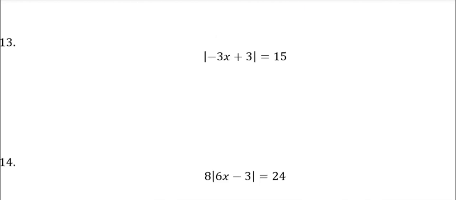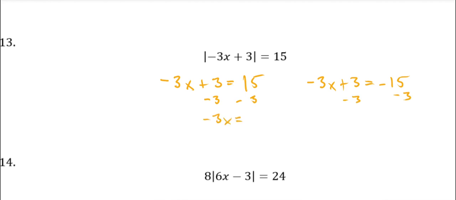Here my absolute value is already isolated, so we know this could happen if negative 3x plus 3 was equal to 15, or if minus 3x plus 3 was itself equal to minus 15. Then its absolute value would also be 15. We solve these two equations in parallel. We're going to commit the same moves for solving both of them, and we follow all of our sign rules appropriately. Hence, we have these two solutions.